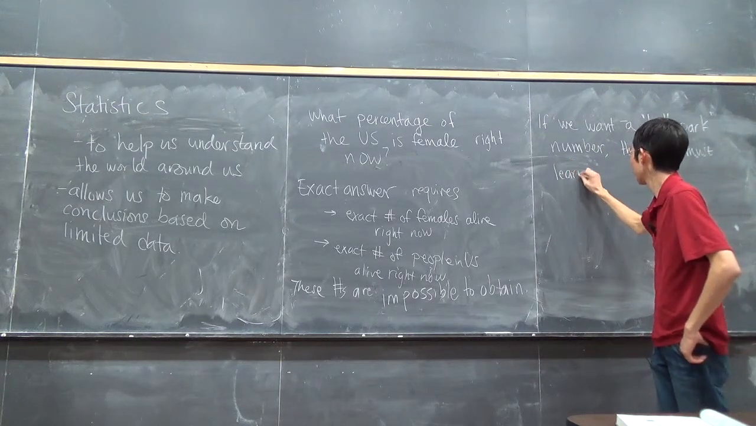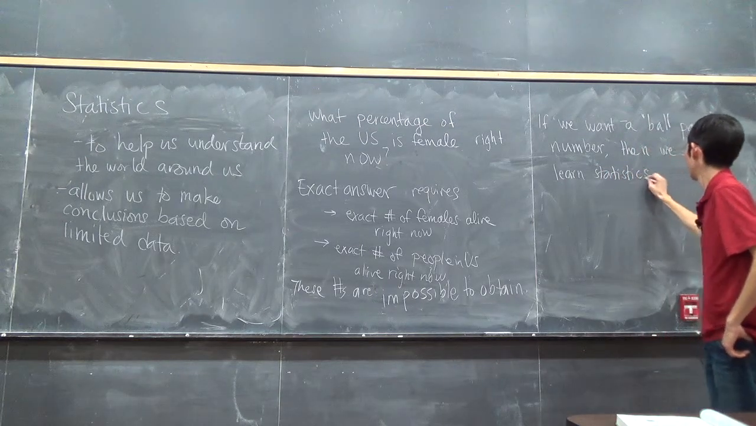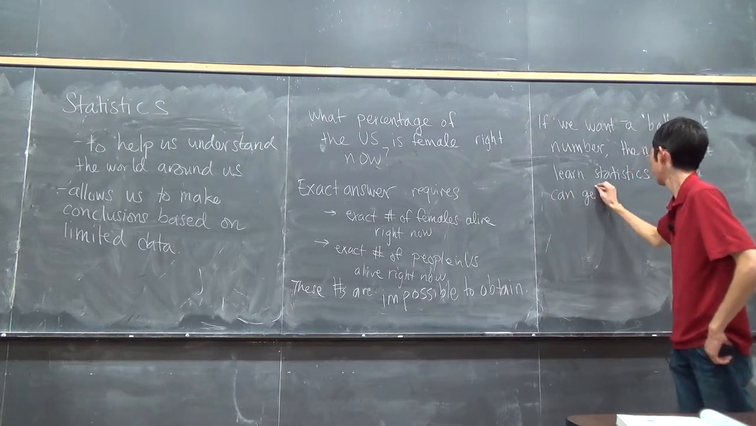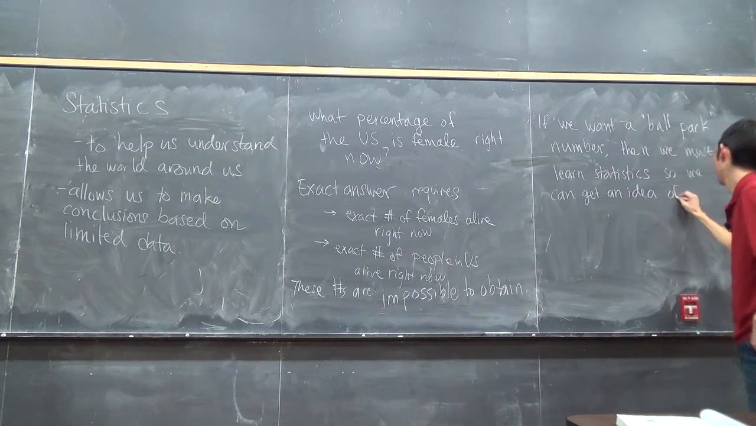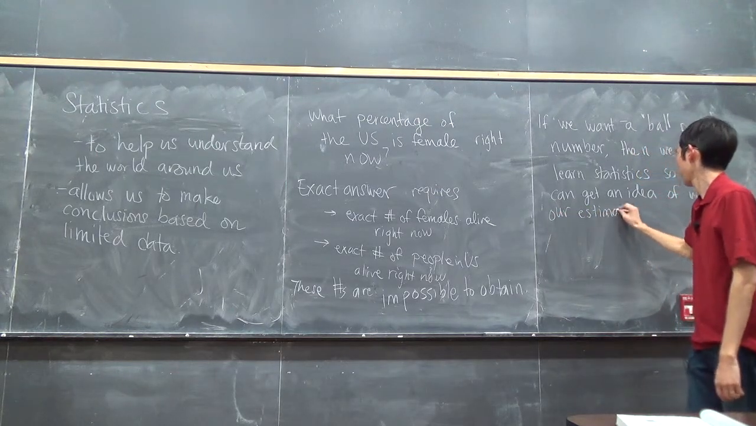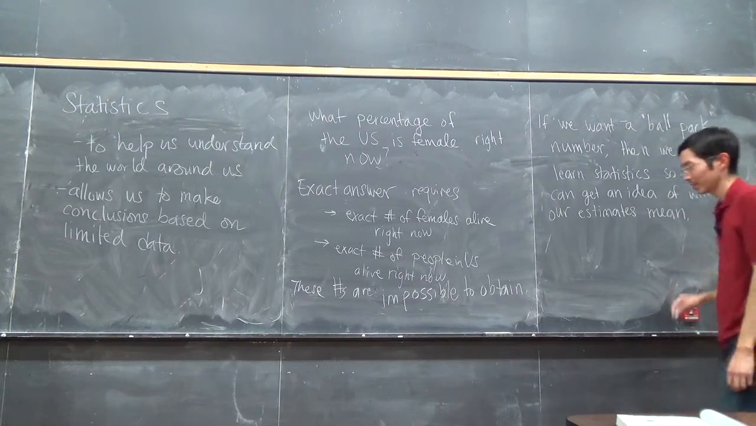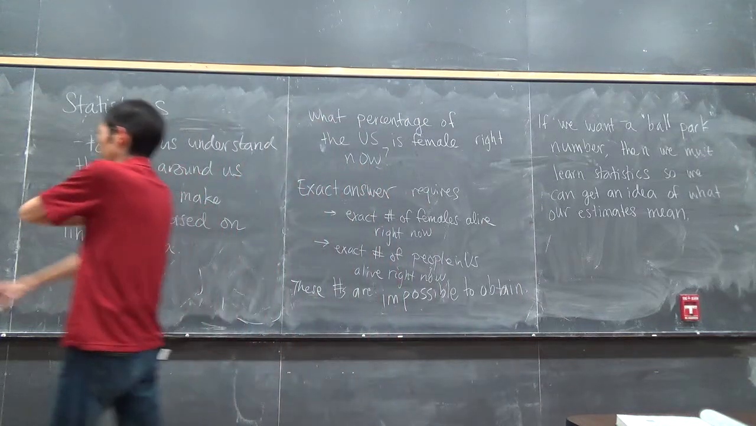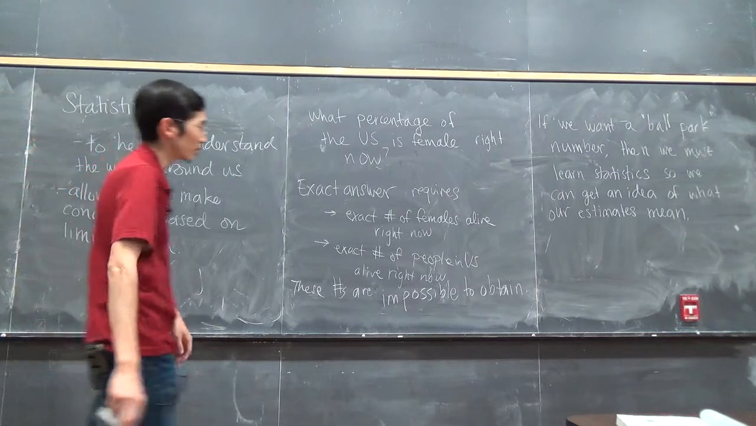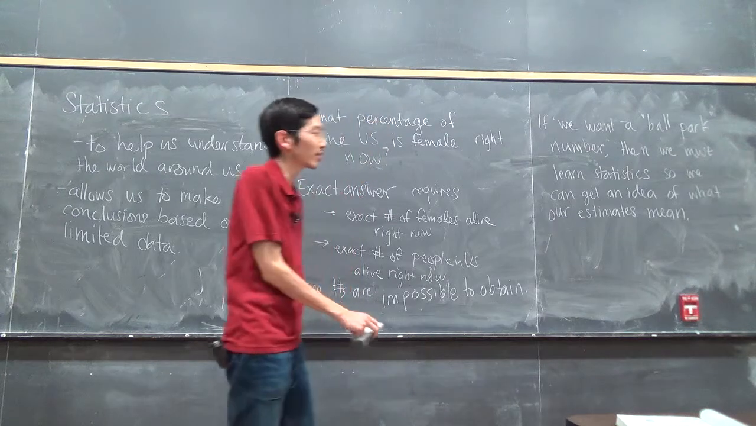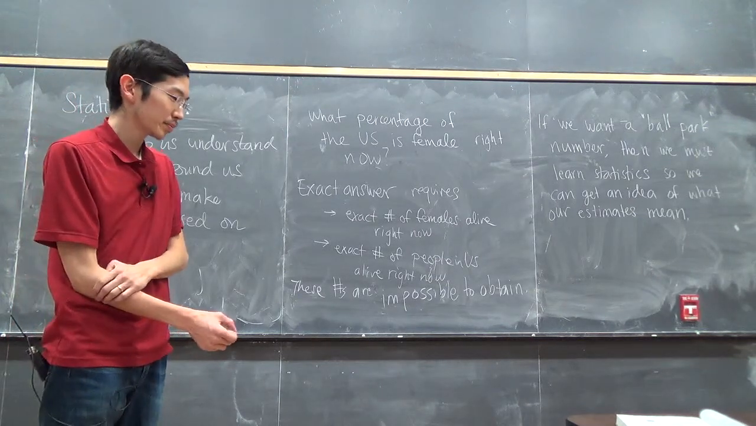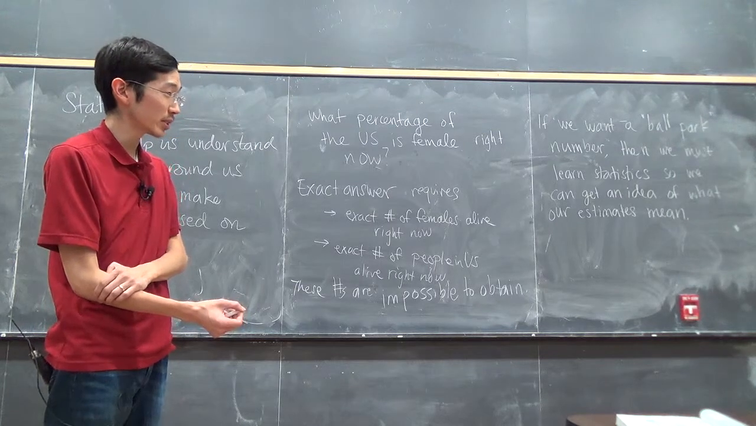And we must learn statistics so we can get an idea what our estimates mean. Alright, I probably wrote a little more than I needed to there. So yeah, we can say the percentage of the United States that's female right now is between 51 and 55%, and that's most likely a true statement. But what exactly does it mean that it's between 51 and 55%?